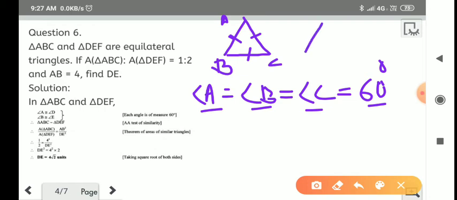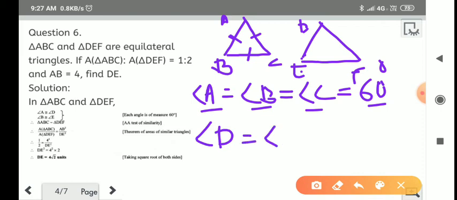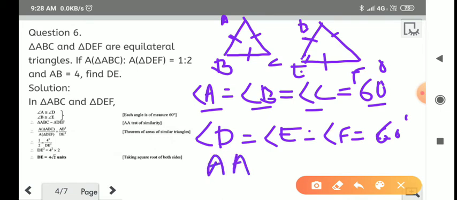Similarly, DEF is also an equilateral triangle. So in DEF, angle D is equal to angle E is equal to angle F, and it is also equal to 60 degrees. So in both triangles, each angle is equal to 60 degrees. From this we can easily prove that these two triangles are similar by the AA test of similarity, because we know all angles are congruent.